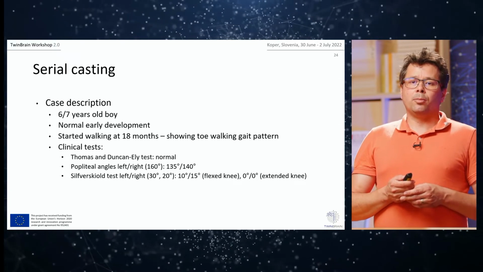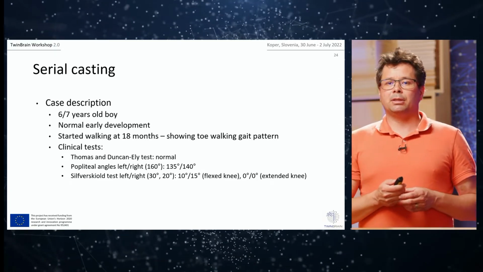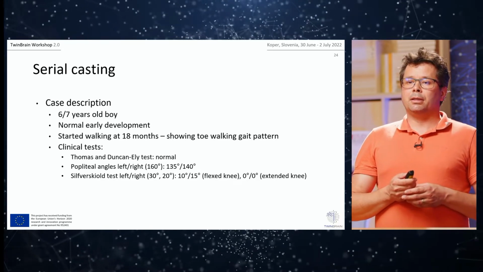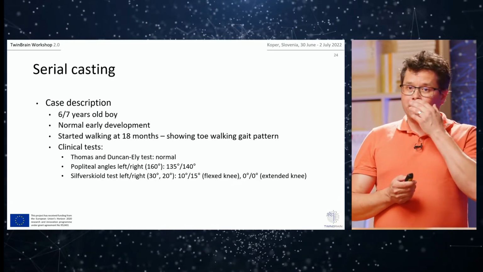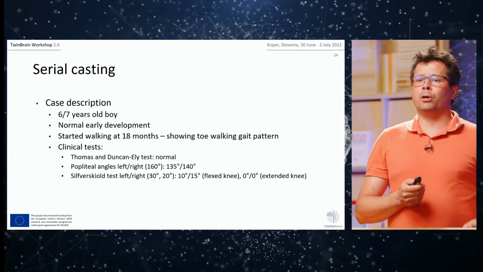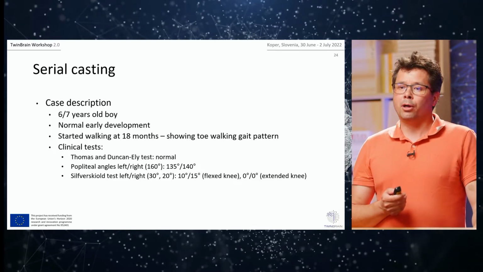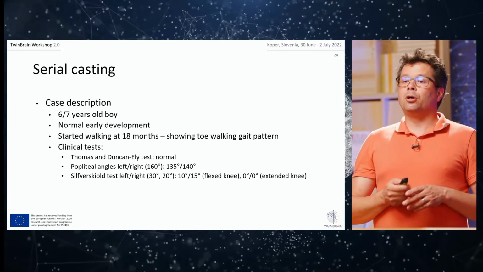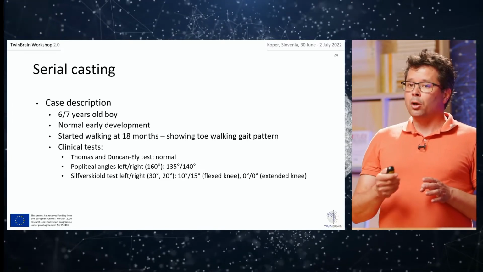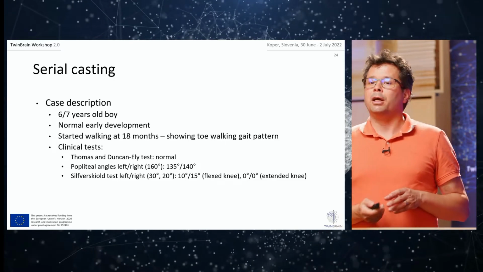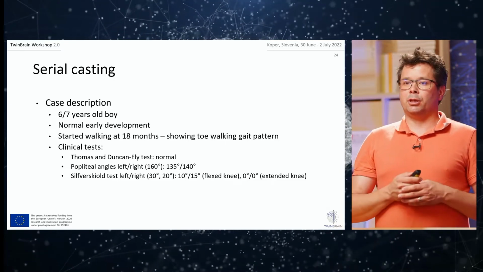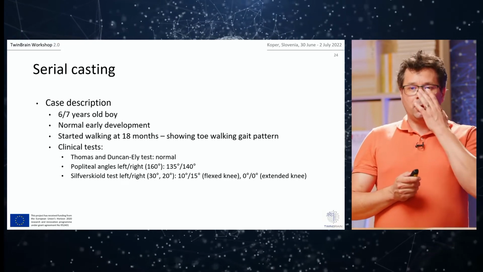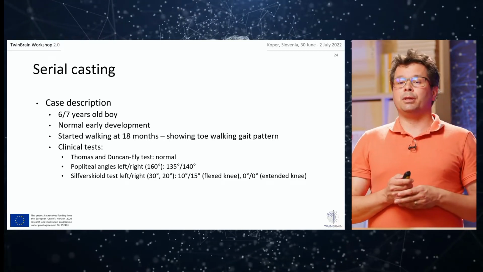He had normal early development, but started walking at the age of 18 months, and even quite early after he started walking, he displayed a toe walking gait pattern. Meaning that initial contact was occurring with loading of the forefoot instead of the heel, which is a normal gait pattern.